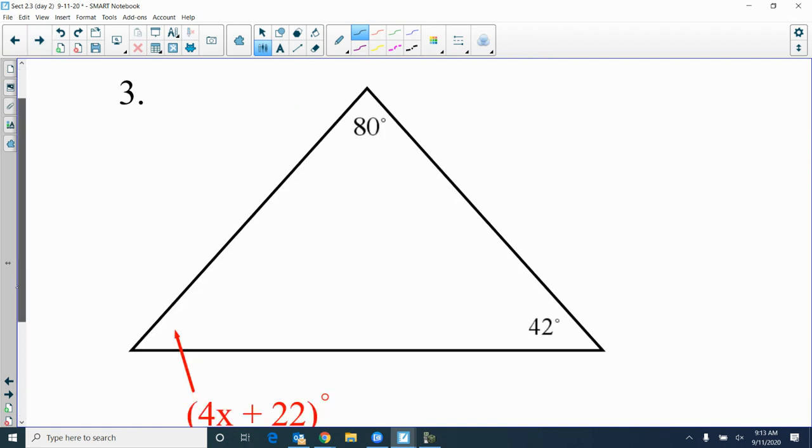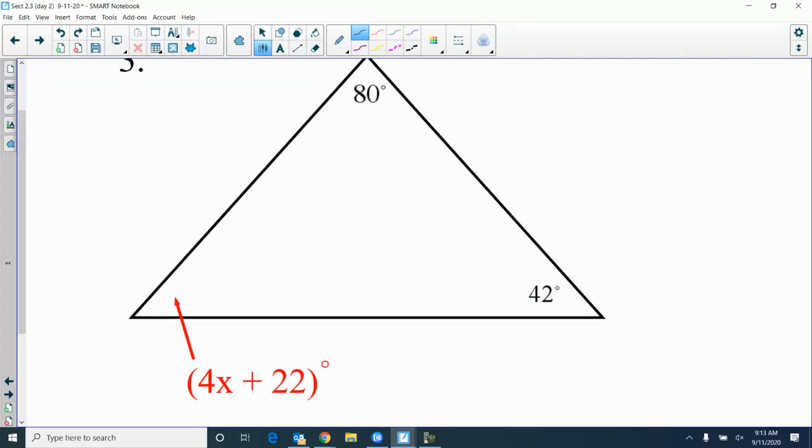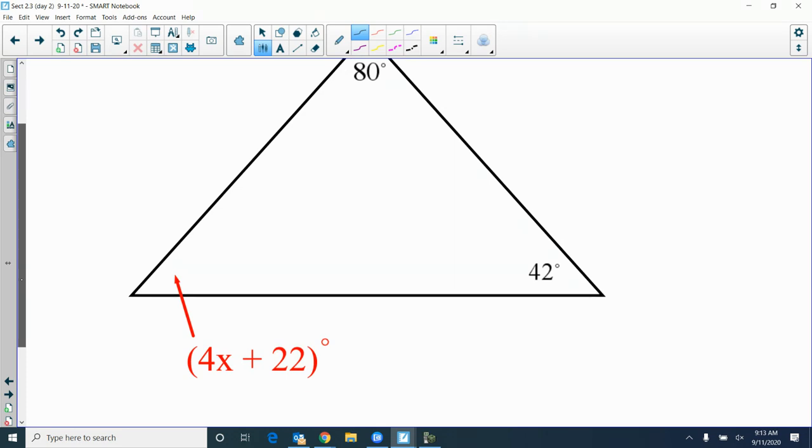All right, this last one here. Throwing a triangle at you. You have it in the corner; I had to write it below there. What do I do with this, Zachary? So all triangles add up to 180 degrees. The 3 angles of a triangle have to add to 180. I added 80 plus 42 plus 22 to get 144. Subtracted 180 minus 144 to get 36. And divided 36 by 4 to get 9.